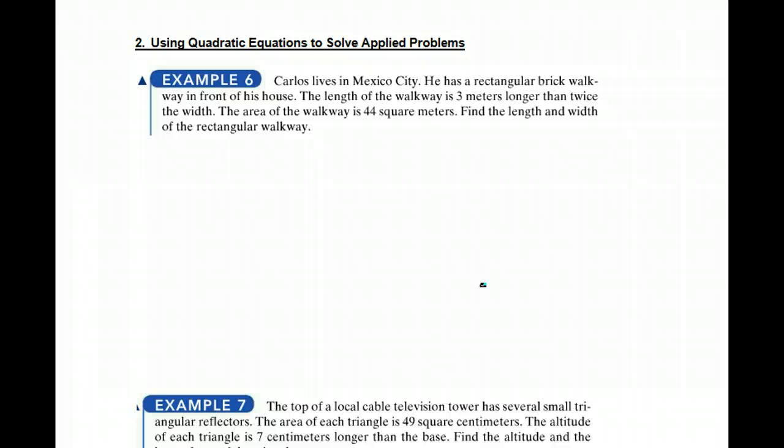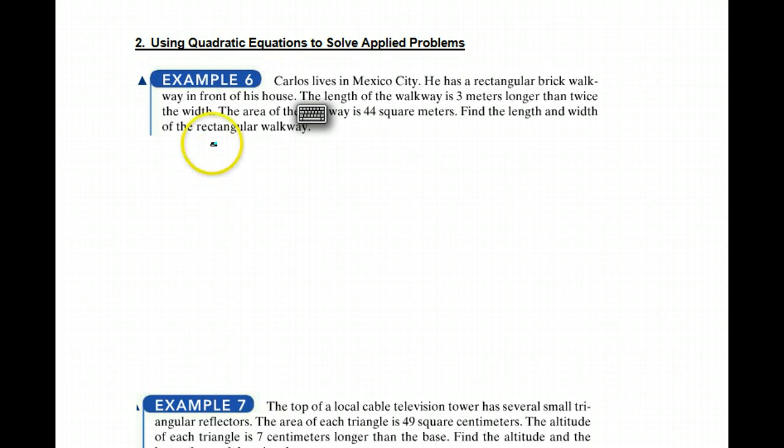The next section shows us that we can use quadratic equations to solve real-life problems. The first problem says that Carlos lives in Mexico City. He has a rectangular brick walkway in front of his house. The length of the walkway is 3 meters longer than twice the width. The area of the walkway is 44 square meters. Find the length and width of the rectangular walkway.